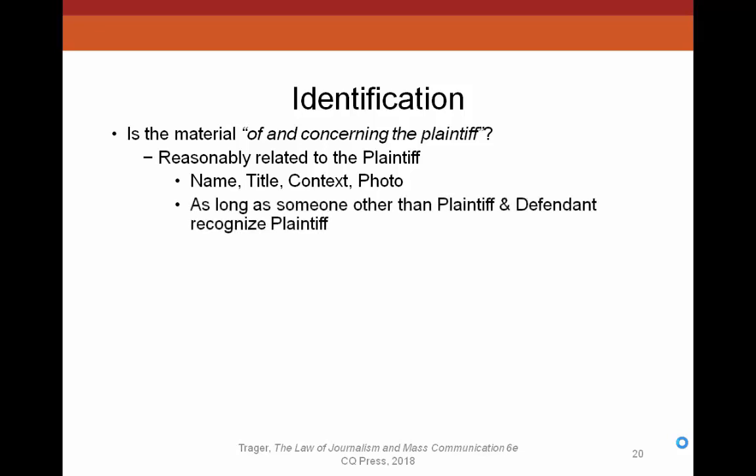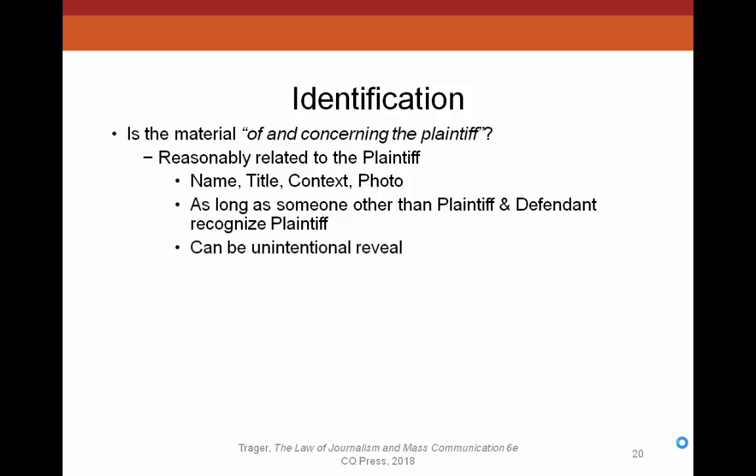So the communication part ties into this. So the publication has to go out to third parties, but it has to also be where, as long as somebody other than the plaintiff and defendant recognize that plaintiff, then that counts. So if it's an inside joke, or if it's just something that the plaintiff and defendant would know, who they are talking about, that doesn't count.